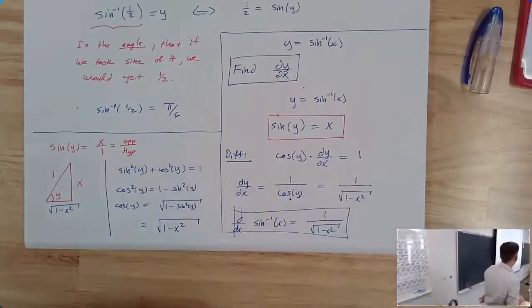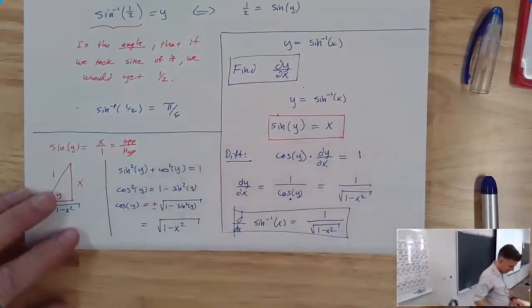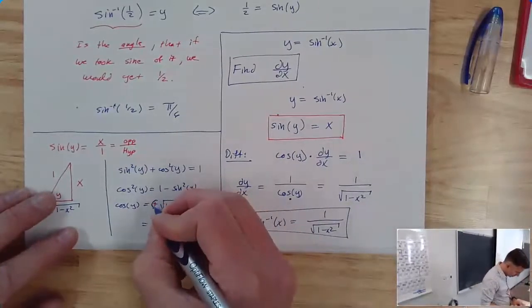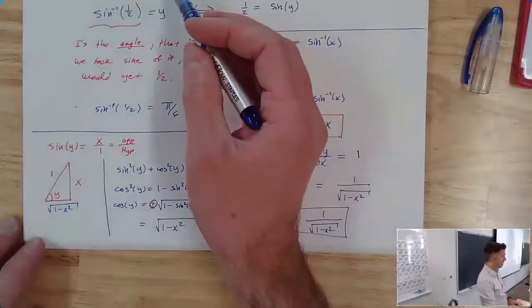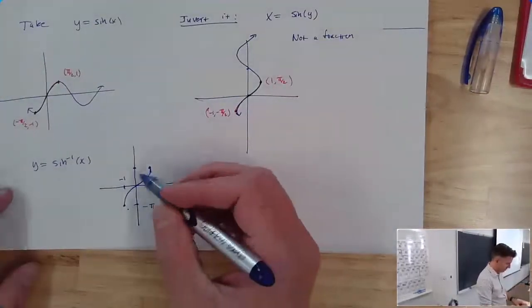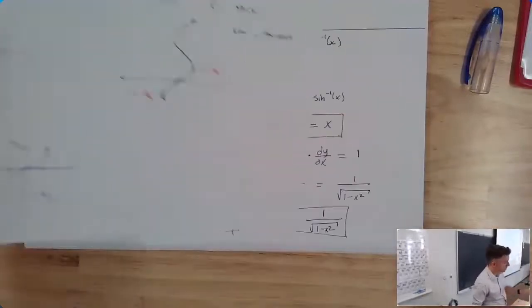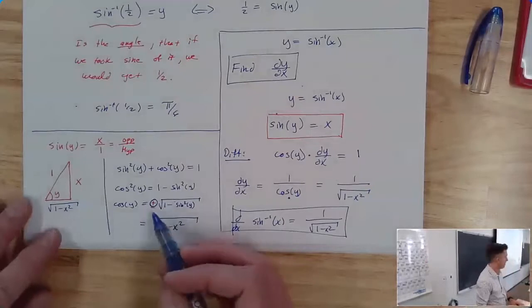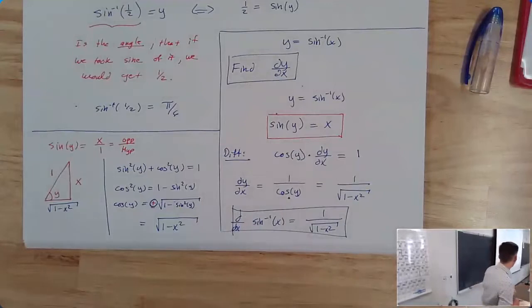The reason we're able to ignore the plus or minus here is because the inverse sine function has outputs between negative pi over 2 and pi over 2, which is the first and the fourth quadrant, where cosine happens to be positive. So cosine of y has to be positive because our angle is living in the first and the fourth quadrant. You mean first and second? Nope, I mean first and fourth. Where cosine is positive? You're right.